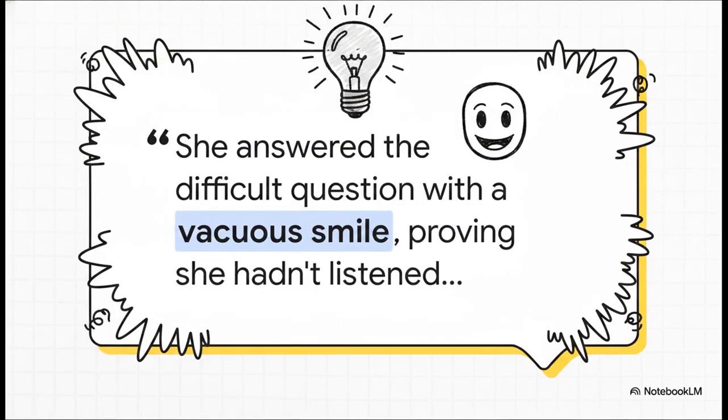Check out this example, which shows proper usage perfectly in a narrative setting. A vacuous smile isn't just a happy or joyful smile, right? It's a totally blank, thoughtless reaction. It's literally the physical embodiment of the lights being on, but nobody being home.